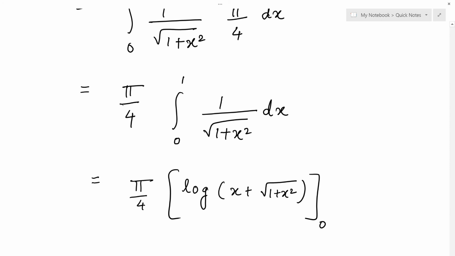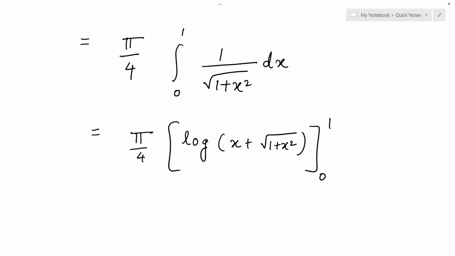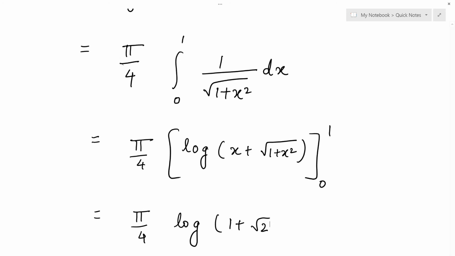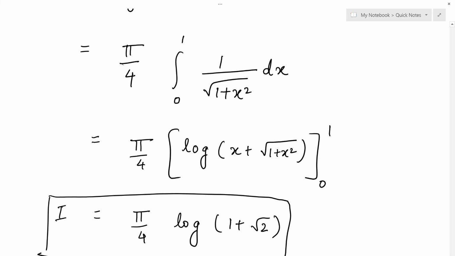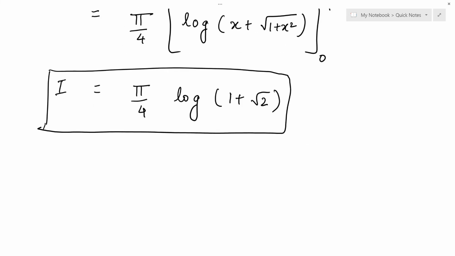The limits are 0 to 1. So now let us substitute the upper limit and then the lower limit. So when I substitute the upper limit, my final answer will become log of 1 plus root 2. The lower limit gives 0, as it is. So this will become my final answer for the integration. Those who have solved on their own, I just hope that you've got the same answer.